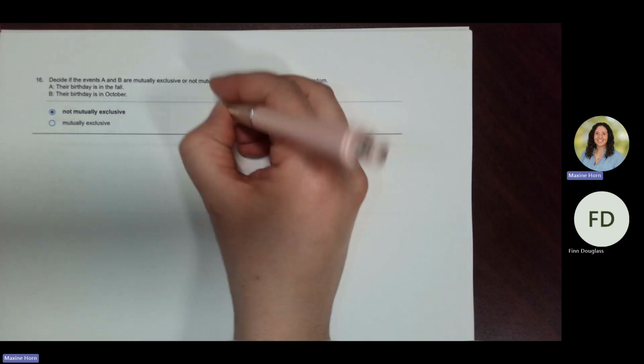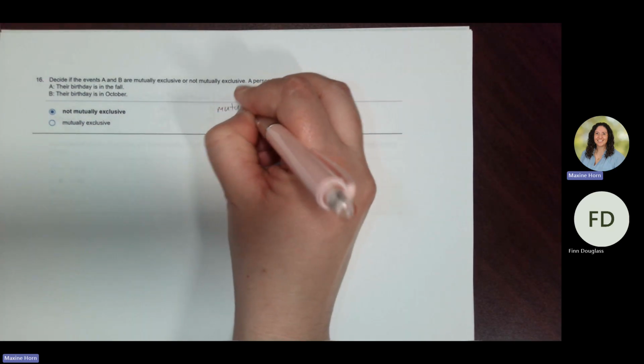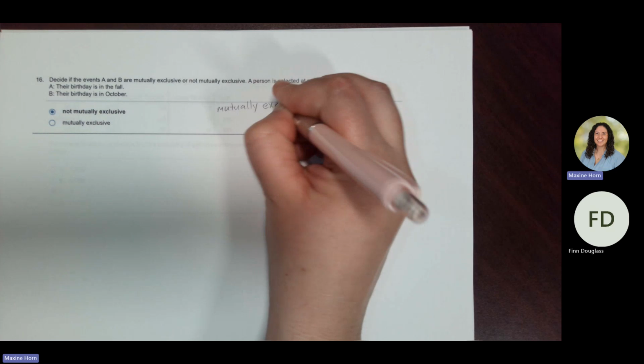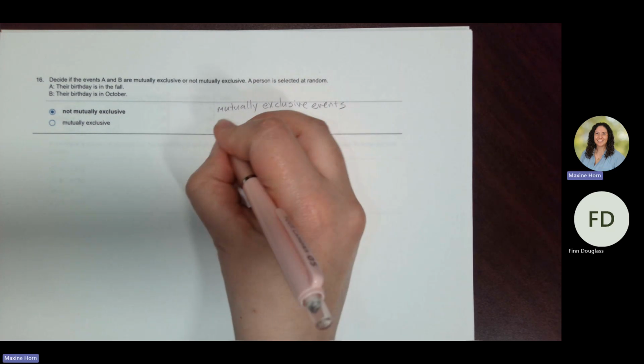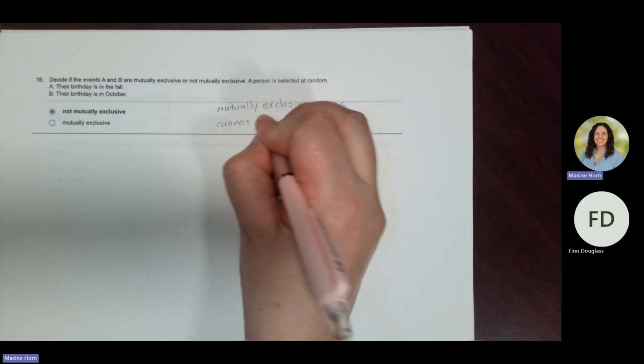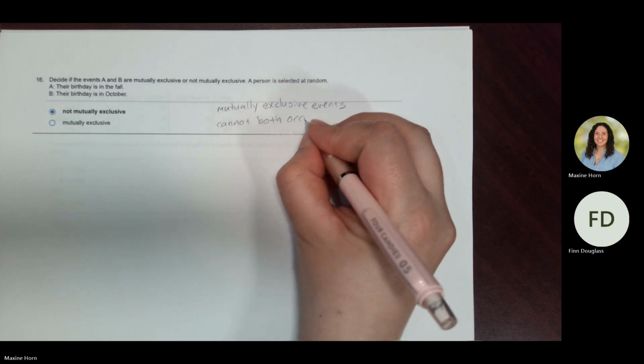Decide if the events A and B are mutually exclusive or not mutually exclusive. They're telling us that a person is selected at random. You may have heard this phrase before in your everyday life. Things being mutually exclusive means they can't both occur. Mutually exclusive events cannot both occur. There is no overlap between them. They can't both be true at the same time.